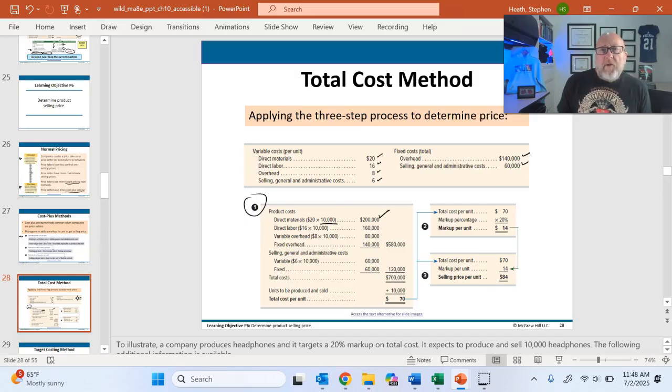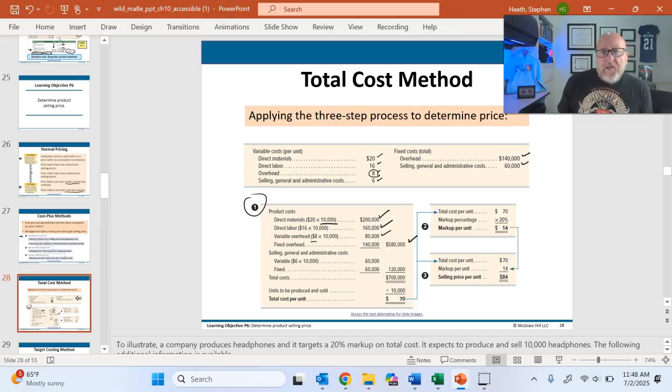So we have 200 in direct material, 10,000 units times our $16 per unit in labor, 160,000. Variable overhead, $8 per unit, like we said above, times the 10,000 units, 80,000. Then we are going to include our fixed overhead, and therefore total product costs, 580,000.